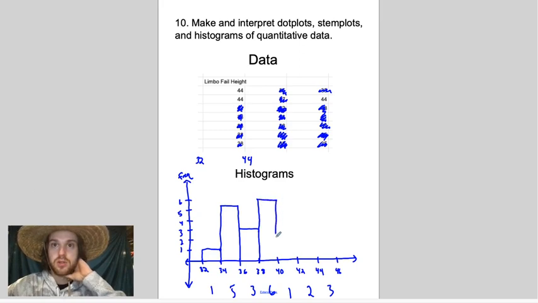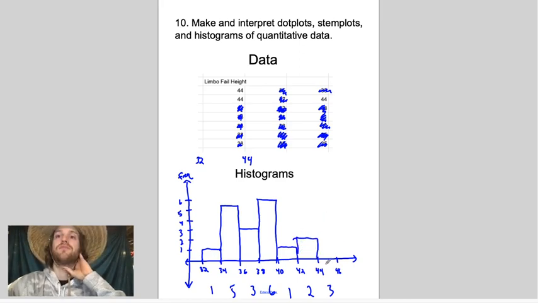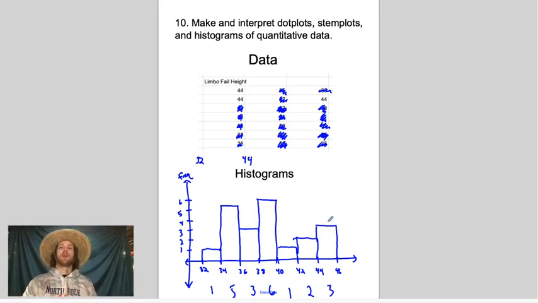Isn't that special? Look at that. Okay, 40 to 42 is 1. 42 to 44 is 2. And 44 to 46 is 3. All right, nice. We got our histogram shape here.